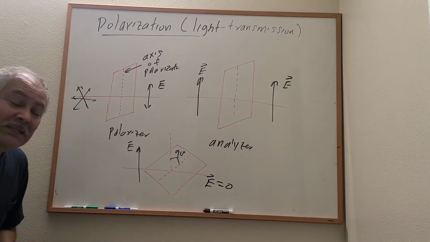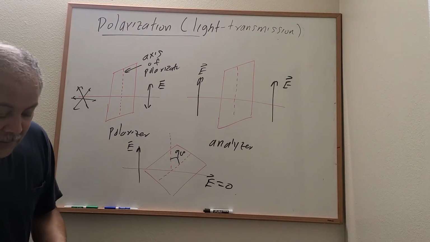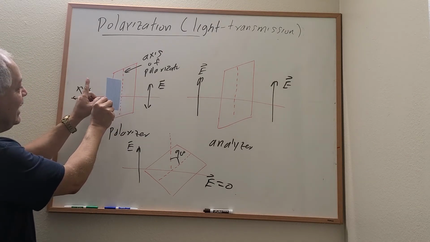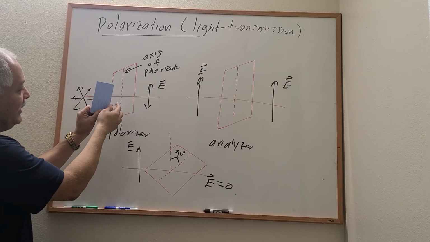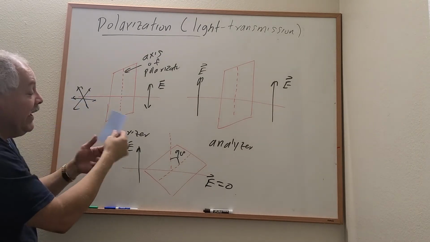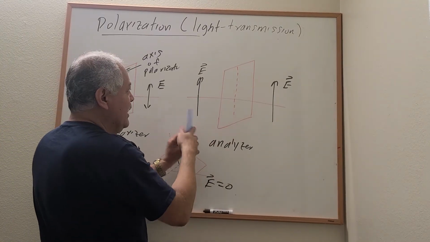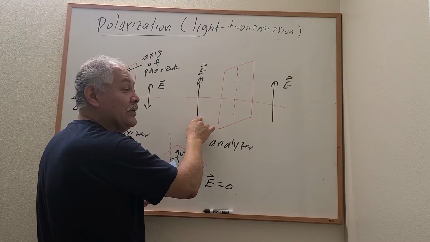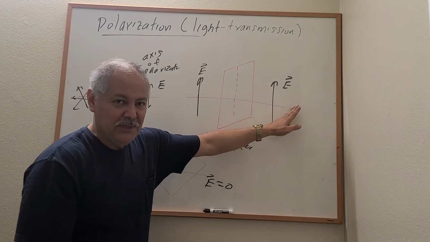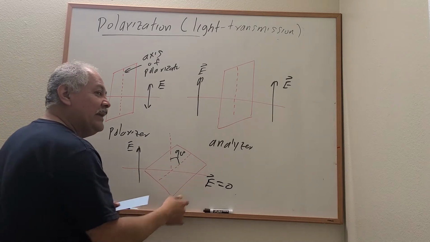We have no light transmitted. Look, as you can see, if we have a plane polarizer and polarized light, only the electric field parallel to this axis is transmitted. If we have the analyzer right here, and the axis is parallel to the polarized electric field, all the electric field is transmitted. But what happens when it's perpendicular? No light is transmitted.